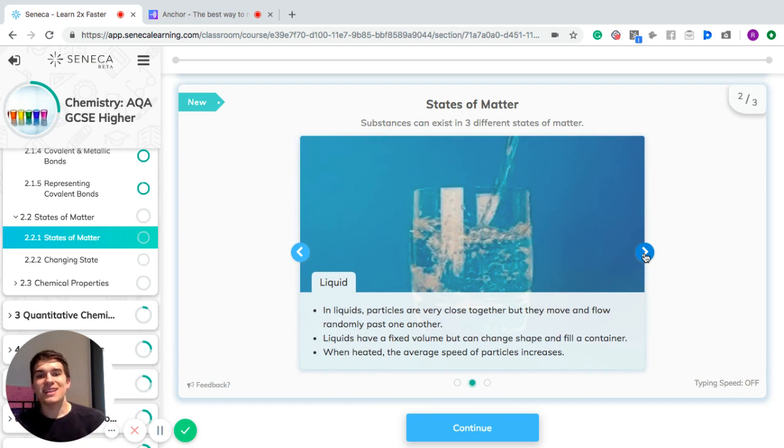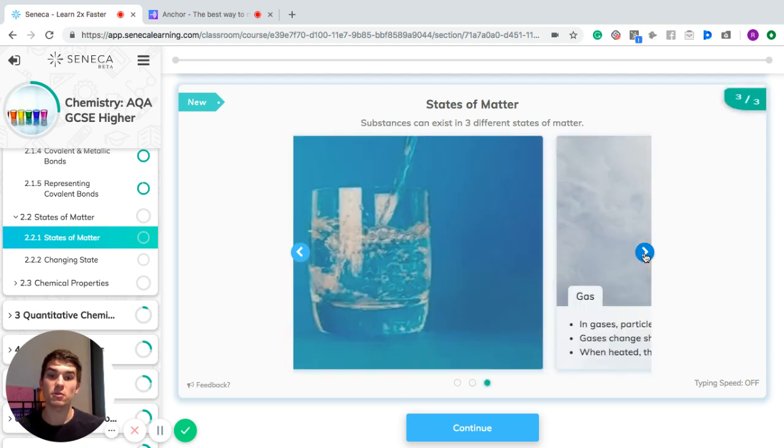Second state of matter is liquid. So in liquids, particles are very close together, but they move and flow randomly past one another. So liquids have a fixed volume, but can change shape and fill a container, for example, a glass. When heated, the average speed of the particles increases.